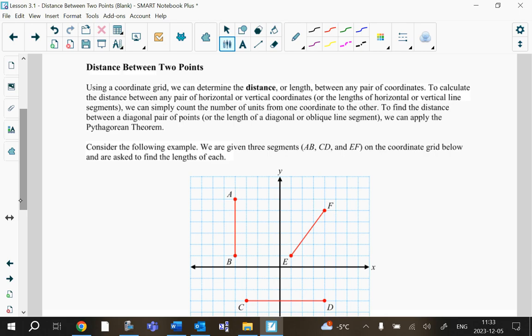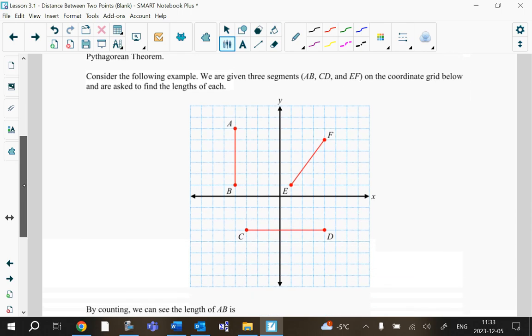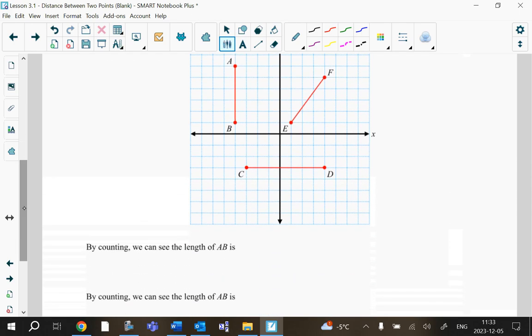Sometimes it's obvious, sometimes it's not so much. Like, look at segment AB. Starts at A, ends at B. What's the distance from A to B, or the length of that segment? 5. Pretty easy by counting, right?